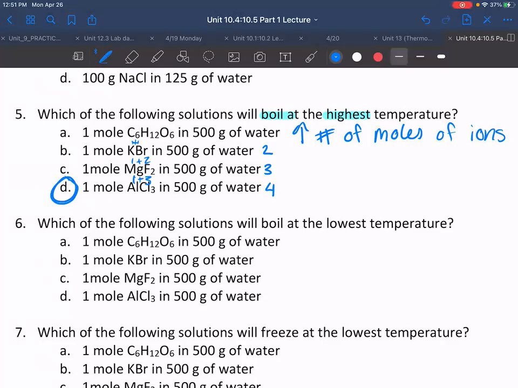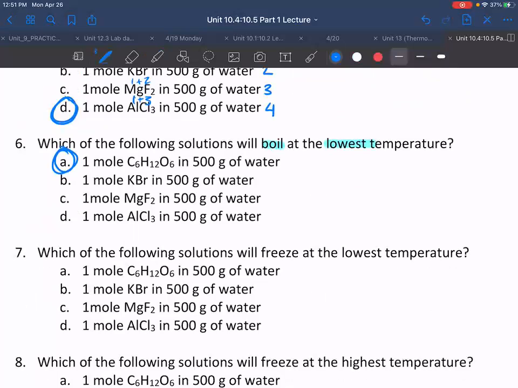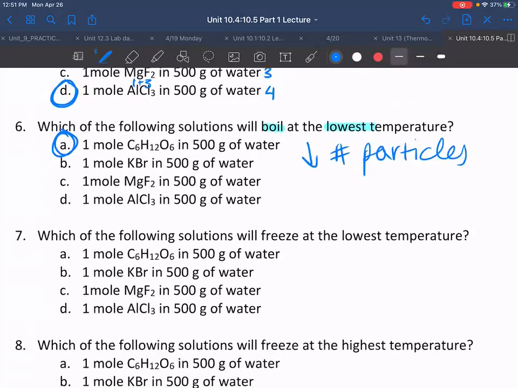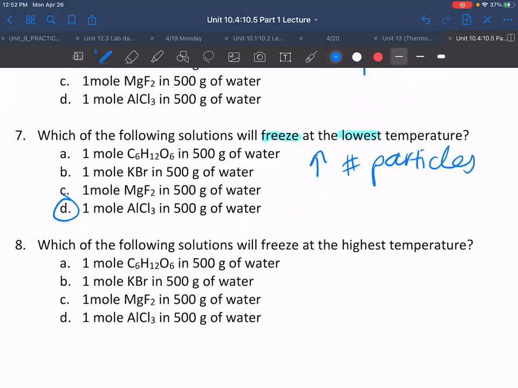What about the opposite then? What would we want to use to boil at the lowest? A. Because we want the lowest number of particles. 7. How about freeze at the lowest? We're looking for high or low number of ions. High again, that gives us D. What about 8? A, awesome.